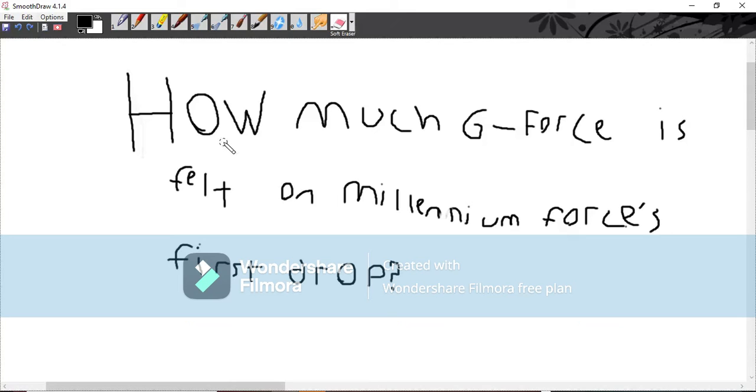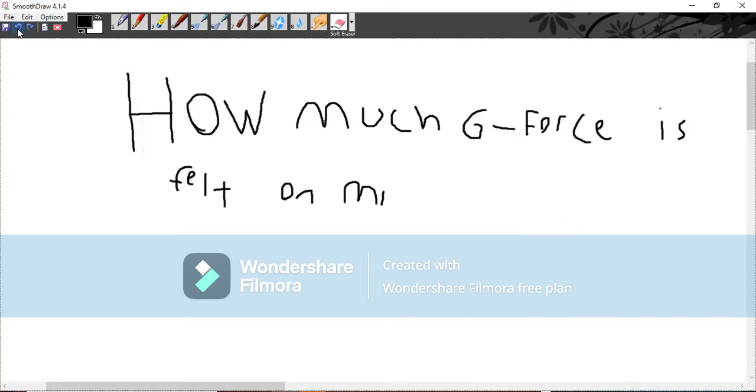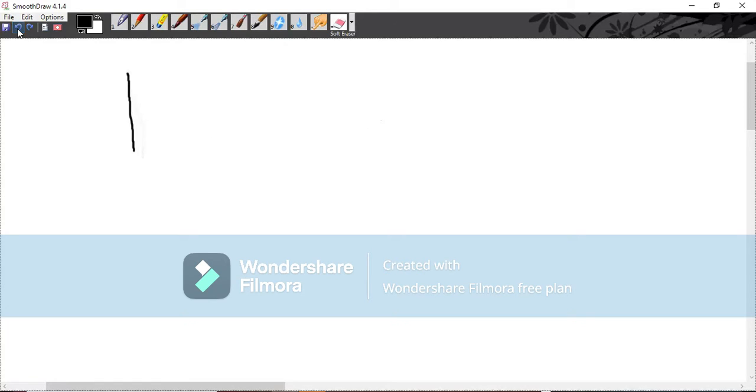So, how much G-force is typically experienced on Millennium Force's first drop? Well, to figure this out, we need to start by answering an essential question. What even is G-force? G-force is the force of gravity on matter. So pretty much, let's say if you weigh 150 pounds, and you ride a roller coaster that pulls 3 G's of force, you'll feel 3 times your body weight, or 450 pounds. So pretty simple. Now that we know what G-force is, we can answer the question.